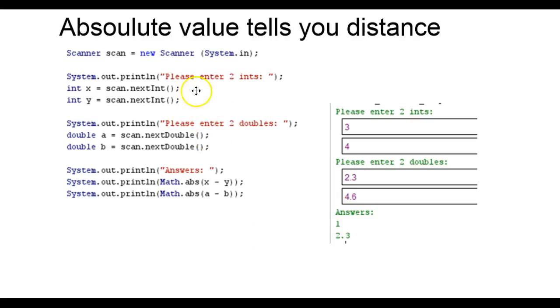So you may have noticed that the first 2 numbers are ints. The second 2 numbers are doubles. I didn't tell the absolute value what was in it. I didn't do a different calculation for ints versus doubles, but the absolute value function handled it just fine.